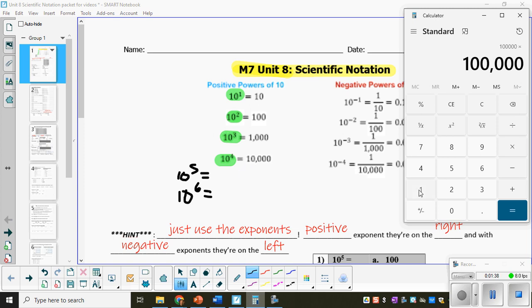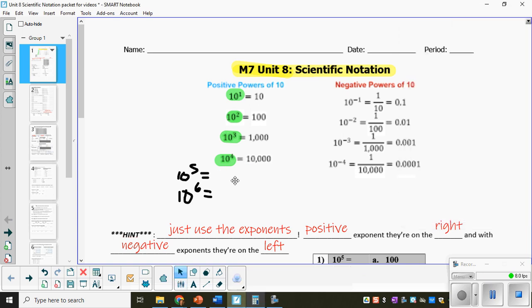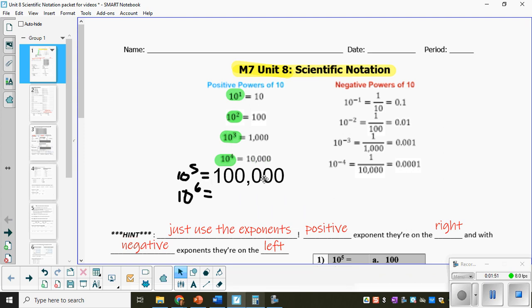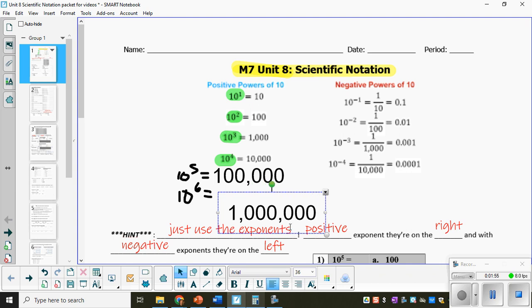And then if I do times 10 again, so this is 10 times itself 6 times, y'all, here we're going to get 1,000,000. All right. So let's make sure you got those numbers written down right here. We're going to have 100,000 for 10 to the fifth power. There's the 5 zeros. And then 1,000,000 is going to look like this with our 6 zeros.